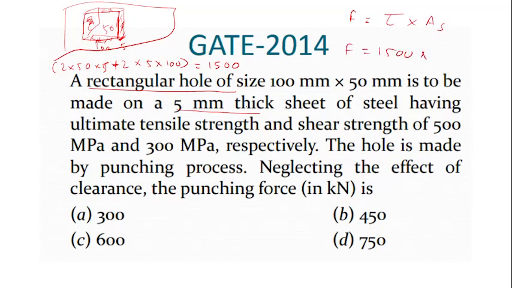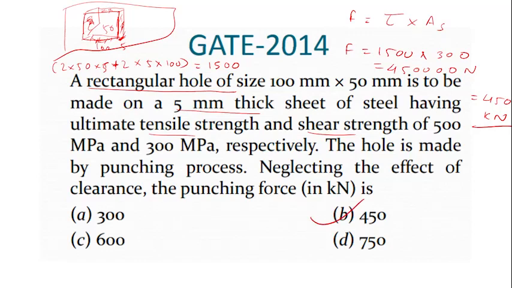1500, and your shear strength. See, they will always give you two strengths, tensile and shear, and you have to choose one. So we know that most of the metal cutting operations are done by shearing action. So we have to take the shear strength, which is 300. So it will be 450000. The options are in kilonewton, so this is your Newton. Your 450 kilonewton will be correct. So your option B is correct.